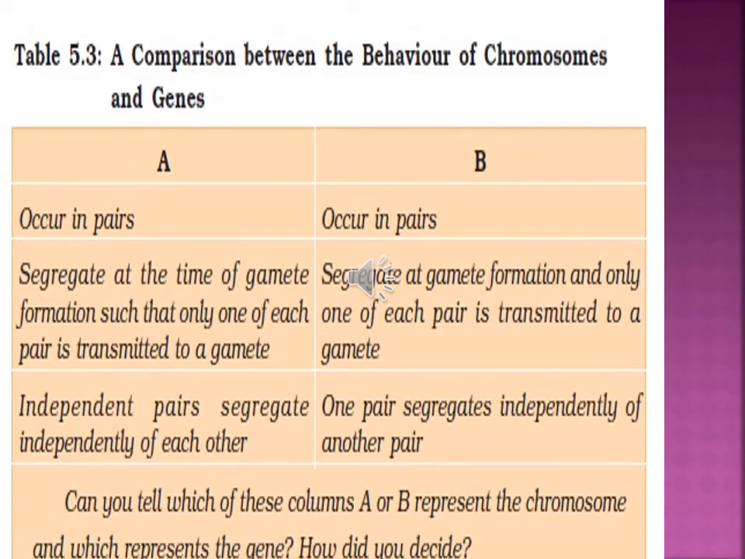This is the difference between chromosome and gene. A is a chromosome, B is a gene. Both occur in pairs. Then both assort independently. Okay.